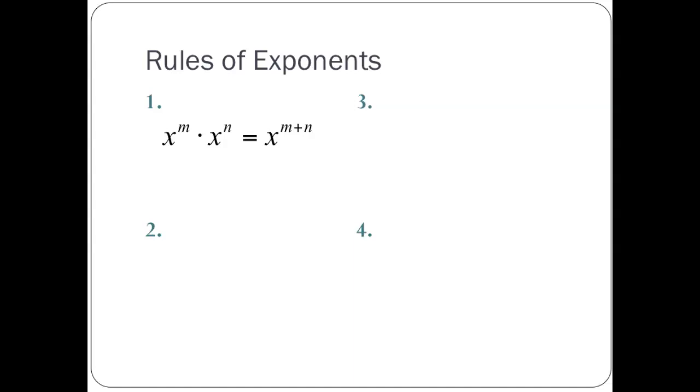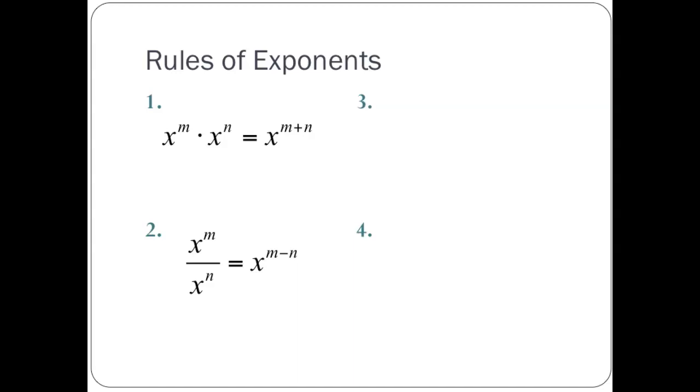All right, the second one here, x to the m over x to the n. Again, notice that you have the same base here. You can simplify that as x to the m minus n. So when you're dividing two numbers that are raised to exponents with the same base, then you can subtract those exponents.